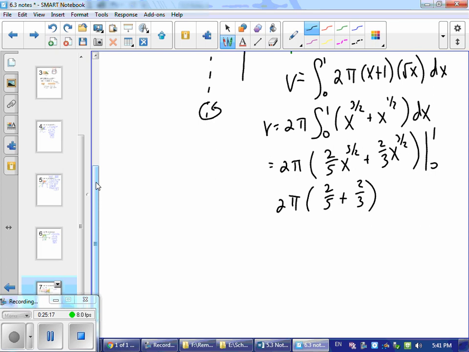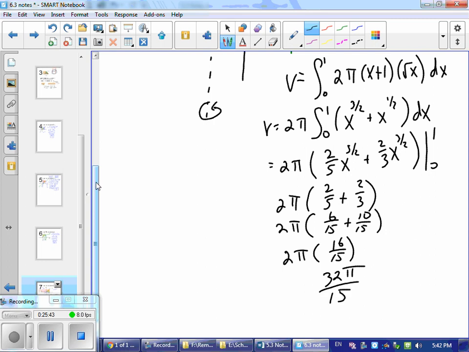So we're going to have to put these in terms of 15ths. Multiplying by 3 top and bottom gives me 6/15. Multiplying by 5 top and bottom will give me 10/15. So it looks like on the inside I'm going to get 16/15, multiplied by 2 pi will give us 32 pi over 15. And that's the volume.